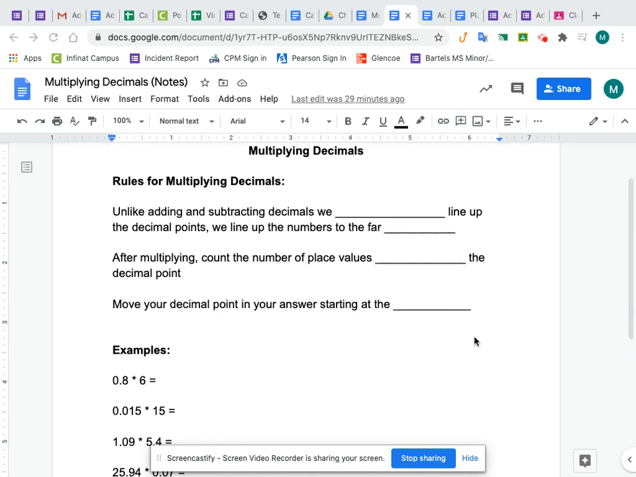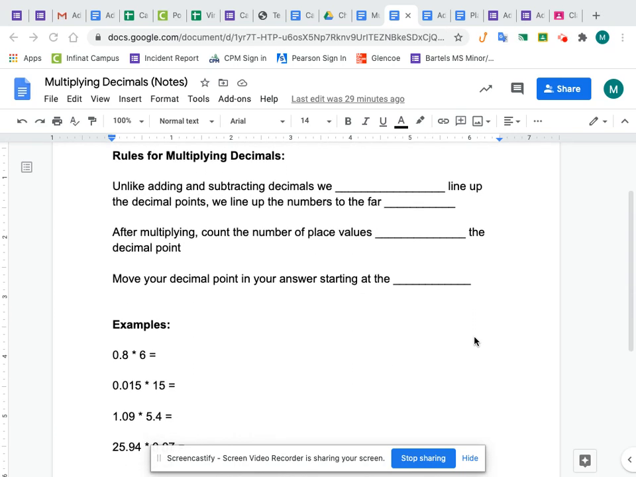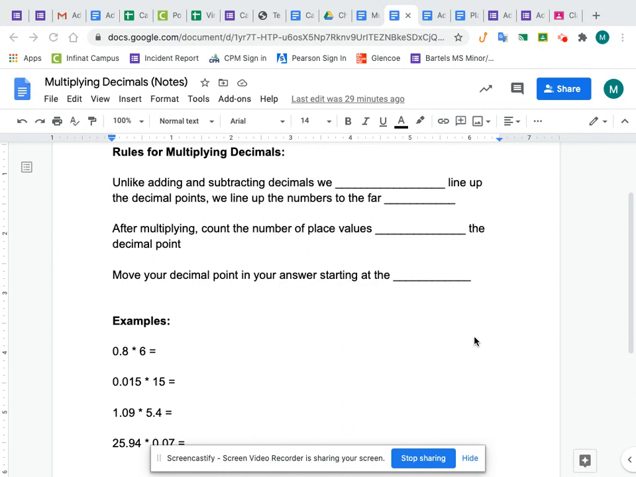All right, so multiplying decimals. Rules that we need to remember or follow when we're multiplying decimals. Unlike adding and subtracting decimals, we do not line up the decimal points. We line up the numbers to the far right.